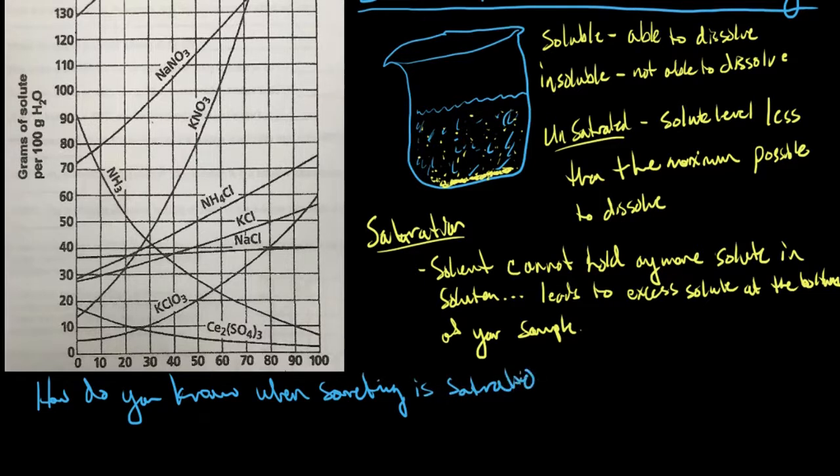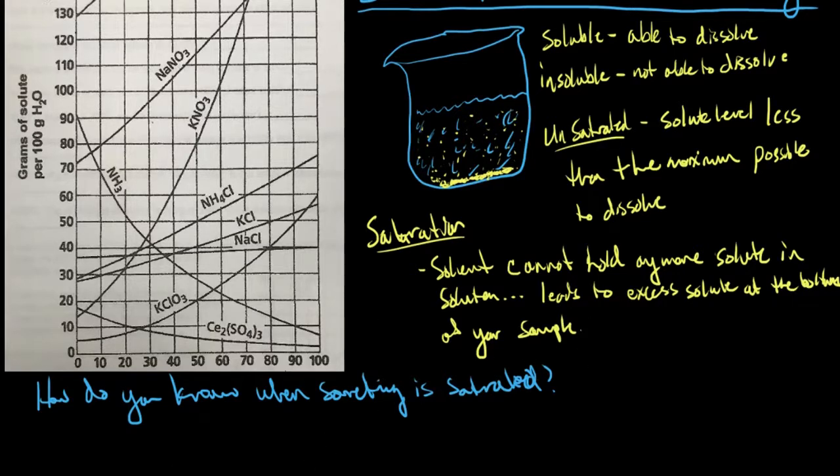Okay, so how do you know when something is saturated? Well, that's a tough question because you can't really know when something is saturated until you've gone too far. As soon as you see that first little crystal of stuff you're trying to dissolve at the bottom of your container and you can't dissolve it anymore, there you go. You have a saturated solution, and you've gone a little too far because you have a little extra solute in there.